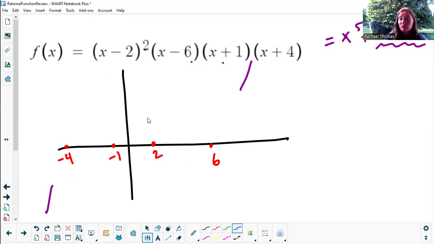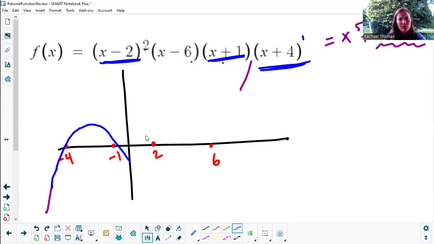And now I'm just going to approach each zero. At x equals -4, I have x to the 1. This should look like a line. At x equals -1, that's to the 1, so it should look like a line. At x equals 2, this should look like a parabola, so I'm just going to bounce off. And then at x equals 6, should look like a line.